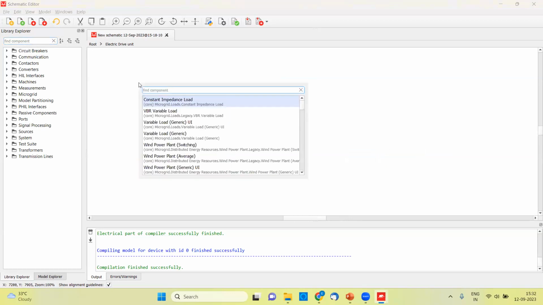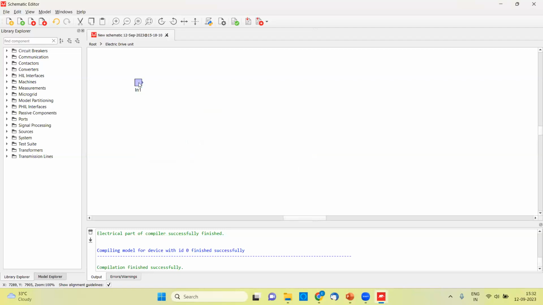Again, as this is a subsystem which is placed between two subsystem blocks, so there will be some input which is coming inside this block and some outputs going out of this block. So first of all, what I'm going to do is I'm taking a signal input. So this is my signal input and I'm going to change the name and keep as battery voltage.